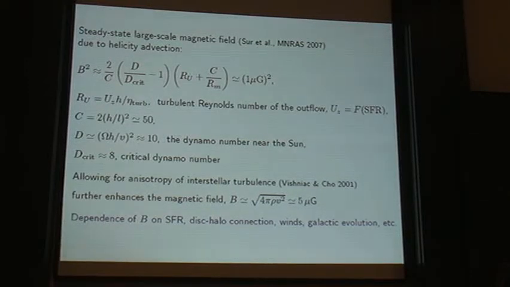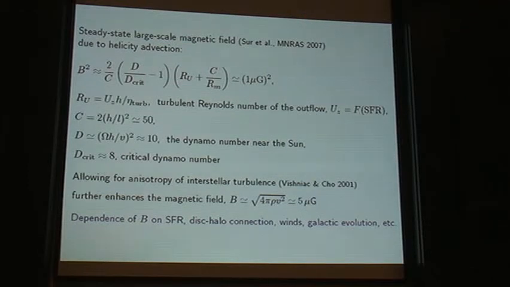R u by definition is equal to this vertical velocity times the disk scale height divided by the turbulent diffusivity. The vertical velocity is 1 kilometer per second, which is 10 to the 5th centimeters per second; I will be using CGS. This h is of the order of 500 parsecs, 500 times 3 times 10 to the 18 centimeters. And this beta I remember by heart.